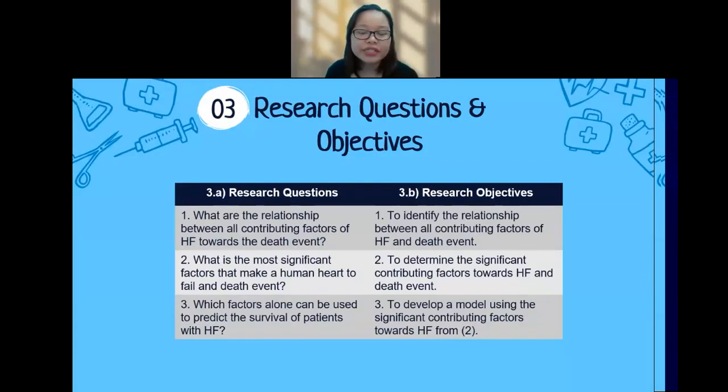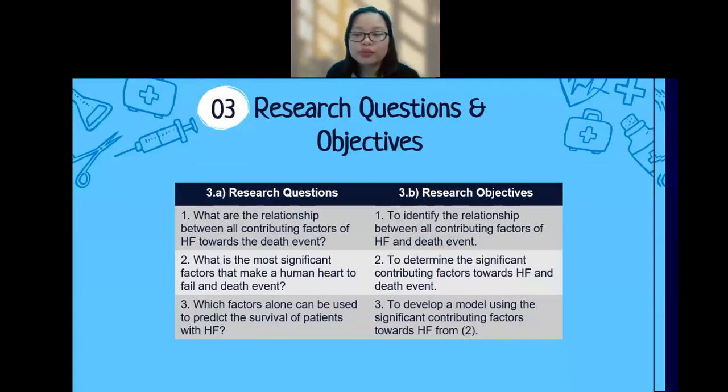So my research questions are: first, what is the relationship between all contributing factors of heart failure and the death event? Second, what are the most significant factors that make a human heart fail, leading to a death event? And the third is, which factors alone can be used to predict the survival of patients with heart failure?